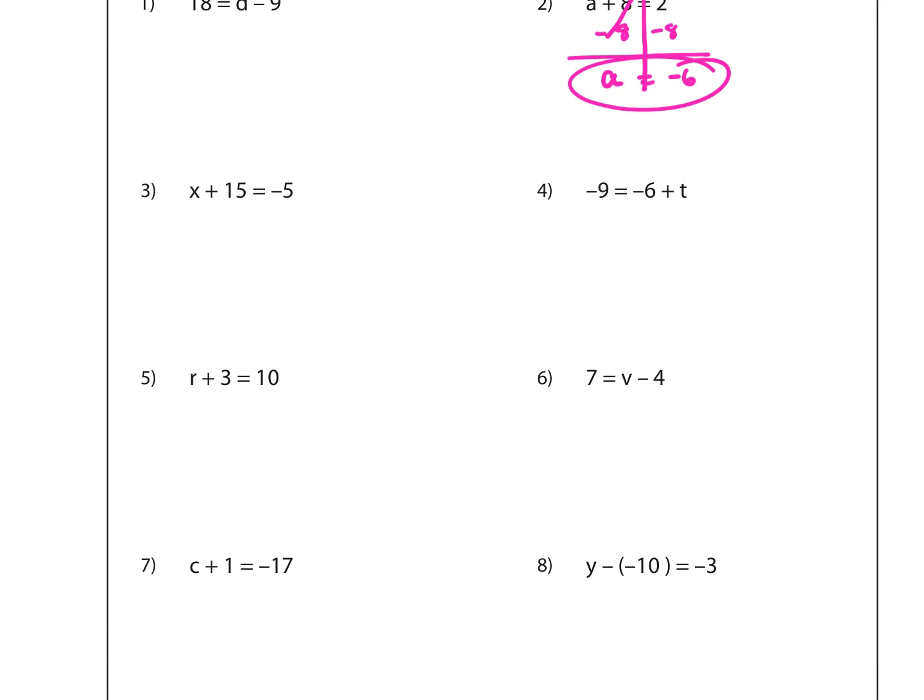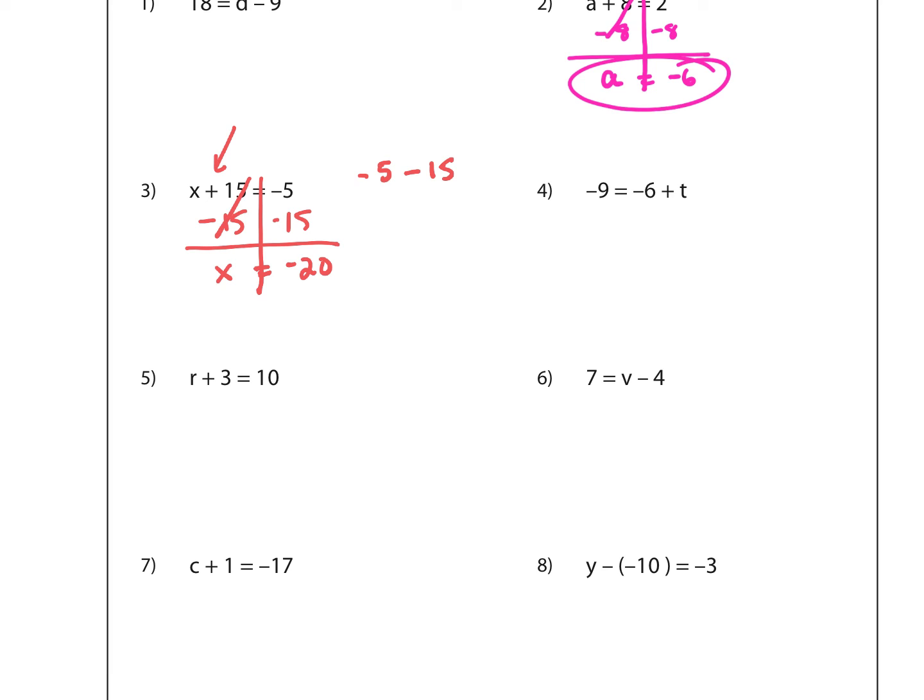Let's move on to number 3. We're going to build our wall. Again, we start on the side with the variable, x plus 15. So we want to do the opposite of adding 15, which is subtracting 15 on both sides of the equation. That's called balancing the equation. We've eliminated 15, which leaves x. And now again, using your calculator, negative 5 minus 15. Again, if you visualize the number line, starting at negative 5, when you move down the number line, you're going to go further into the negatives, which is going to be negative 20.